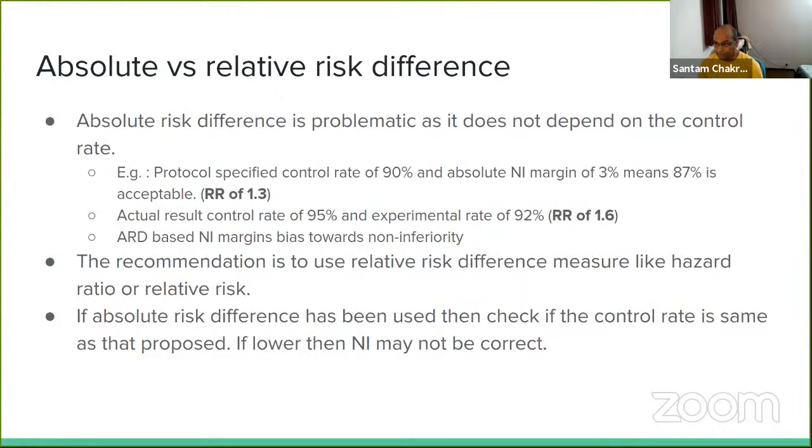towards non-inferiority. Because classically what happens is, as time progresses, outcomes tend to improve in cancer. And you will see in most of the settings, we often tend to have control arms which perform better than expected. The recommendation, therefore, from various organizations is to use relative risk difference measures like hazard ratios or relative risk. And if the absolute risk difference has been used in the protocol, like for example in target A, it is extremely important to go back and check what their proposed control rate event was. If it is lower than what is observed in the trial, your non-inferiority margin may not be correct.